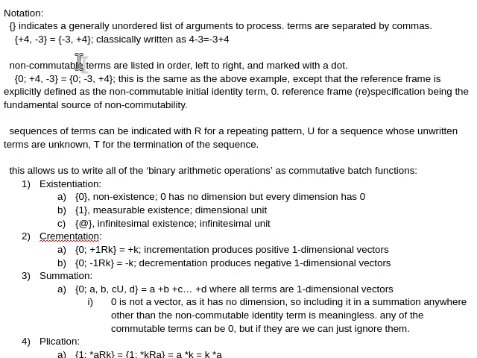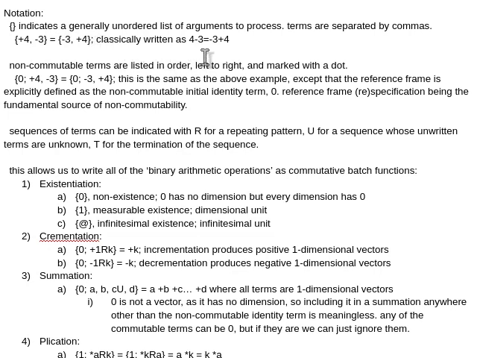Alright, so I want to go over the notation that I have at this point. These curly brackets indicate a generally unordered list of arguments to process over, and terms are separated within those by commas. Okay, so curly brackets, positive 4 comma negative 3, close curly brackets, equals, open curly brackets, negative 3 comma positive 4, close curly brackets.